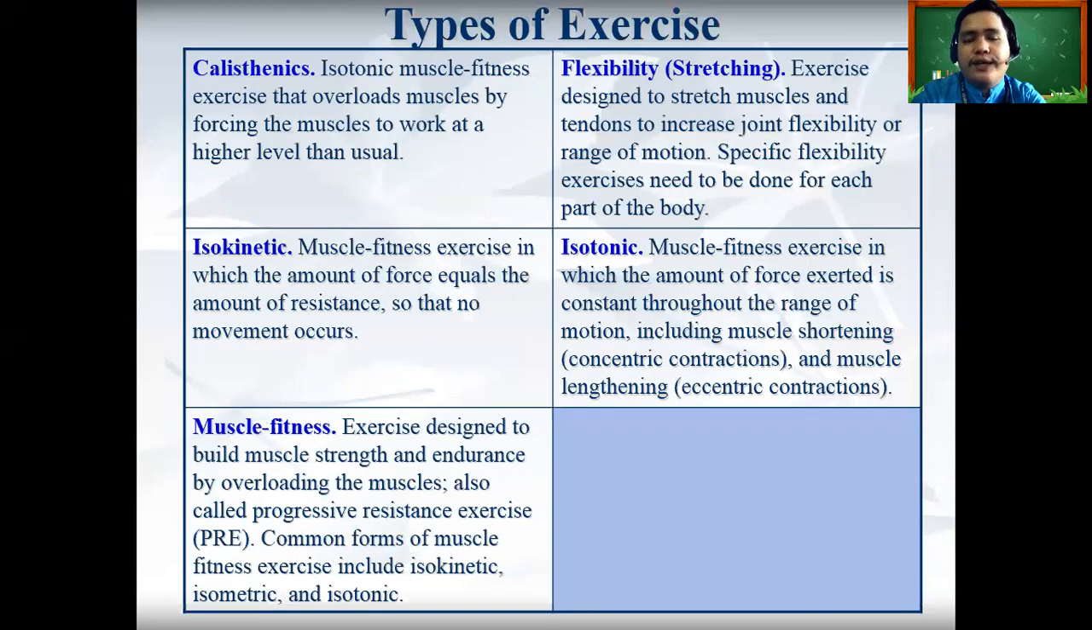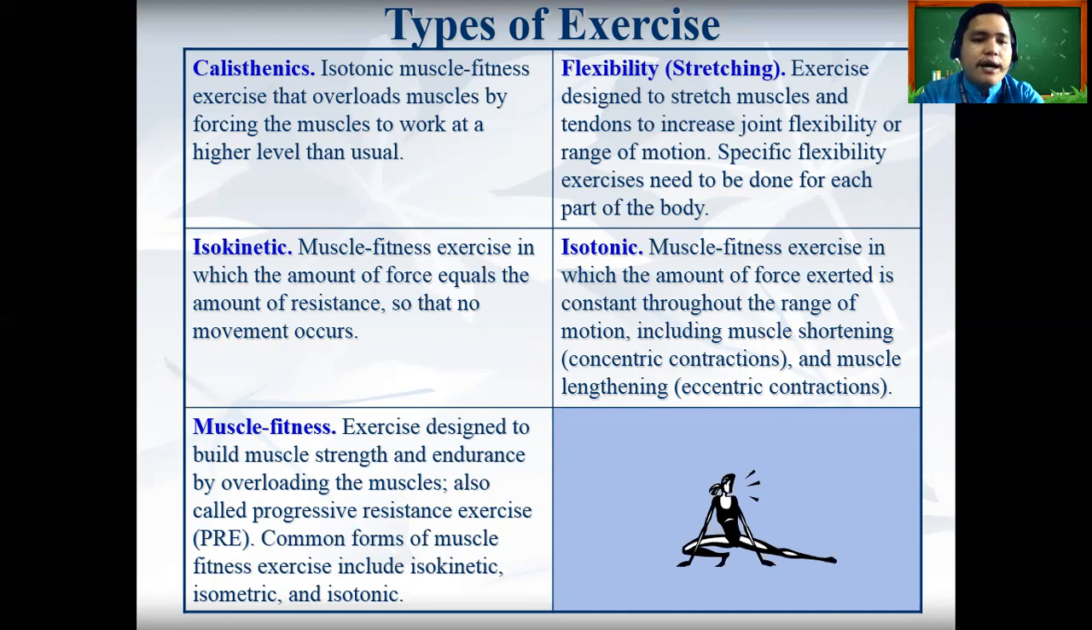There are also types of exercise, just like physical activity. We have calisthenics. Calisthenics is an isotonic muscle fitness exercise that overloads muscles by forcing the muscles to work at a higher level than usual. Then flexibility or stretching: exercise designed to stretch muscles and tendons to increase joint flexibility or range of motion. Specific flexibility exercises need to be done for each part of the body.